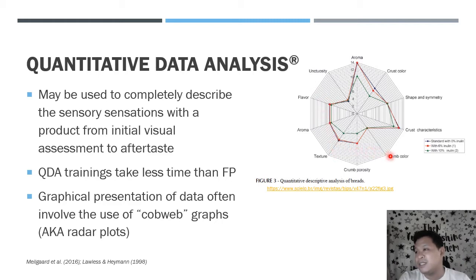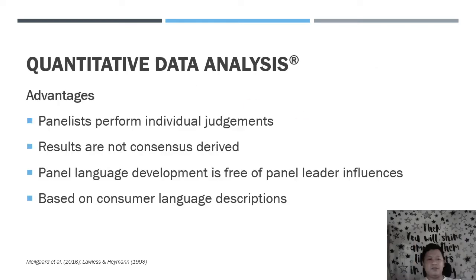Okay, this is bread infused with inulin fiber. So the blue is the control, red is with 6%, and green is with 10% inulin. So as you can see, the more inulin you put in, mas pronounced yung changes, especially dun sa texture sa crumb.